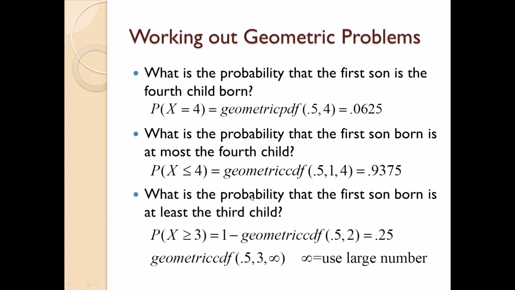And what's the probability that the first son born is at least the third child? All right. This you can do 1 minus up to 2, or you can just go ahead and do low to high. That would be 3 to some really big number. Infinity, if you remember to put in their shortcut for infinity, or just put in like 1,000, and that will give you the correct answer of 0.25.